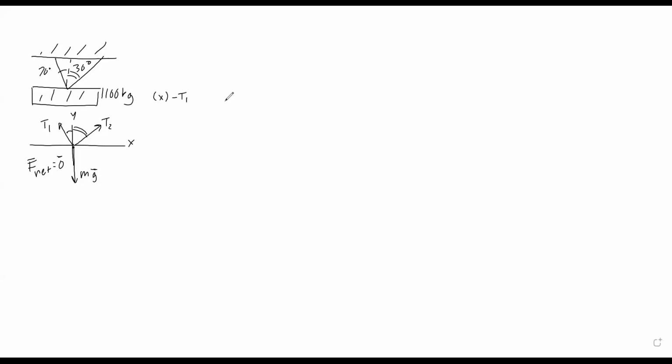So in the x direction, we have minus T1 sine of theta 1 plus T2 sine theta 2 equals 0. And then in the y direction, both the tensions are positive, so it's plus T1 cosine theta 1 plus T2 cosine theta 2 minus mg equals 0.